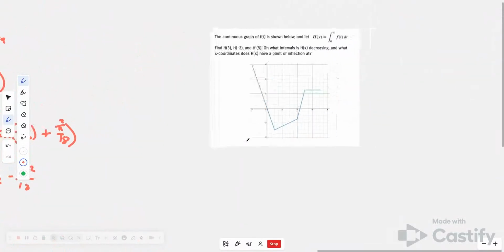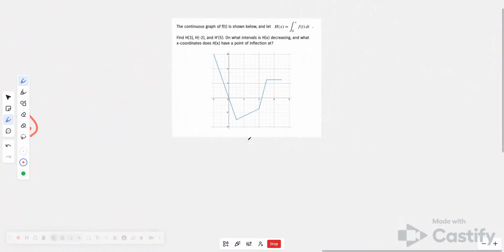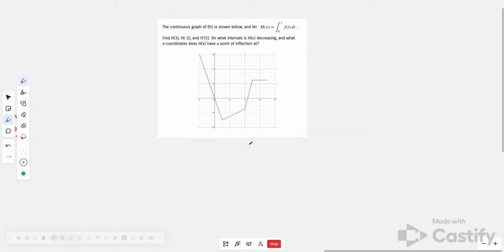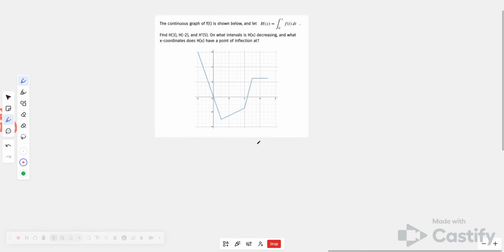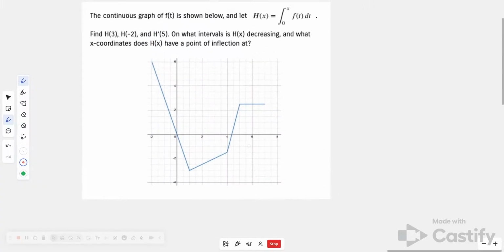Okay, so for the last question, it says the continuous graph of f of t is shown below, and let h of x equal that integral. Find h of 3, h of negative 2, and h prime of 5. On what intervals is h of x decreasing, and at what x coordinates does h of x have a point of inflection? So first, we have to find h of 3.